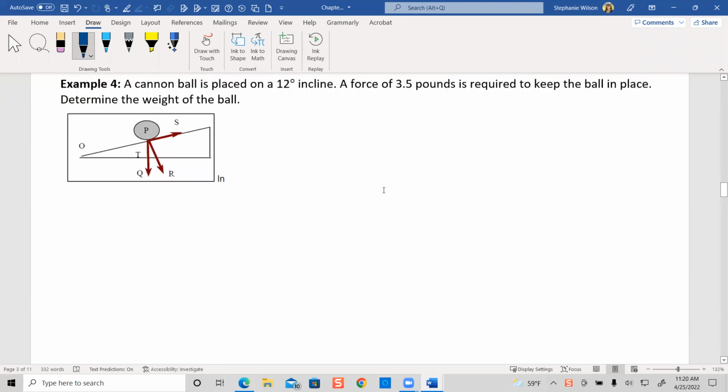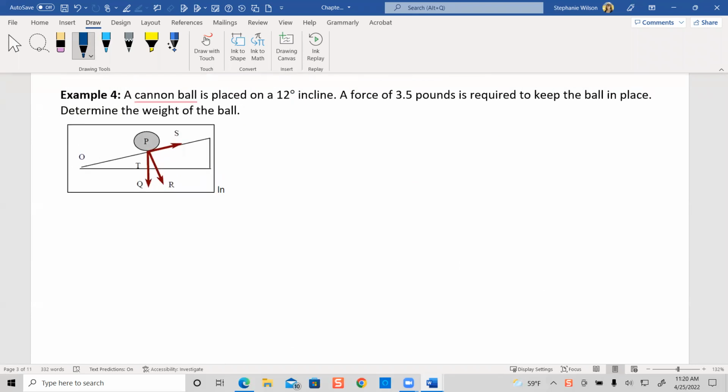All right, let's do number 4. We have this image here of a cannonball placed on a 12-degree incline, and a force of 3.5 pounds is required to keep the ball in place. We're going to determine the weight of the ball. So we're going to draw the picture. In this case, draw the ball on the incline. We've got one already here. In the diagram, the angle POT, we're going to call it 12 degrees. Let me clean this up right quick.